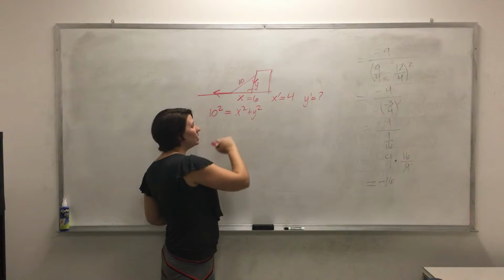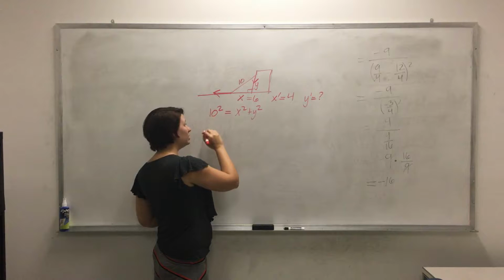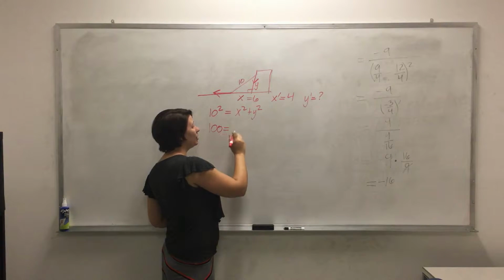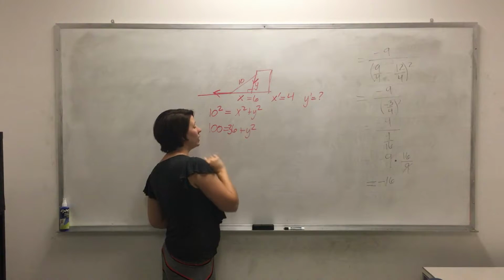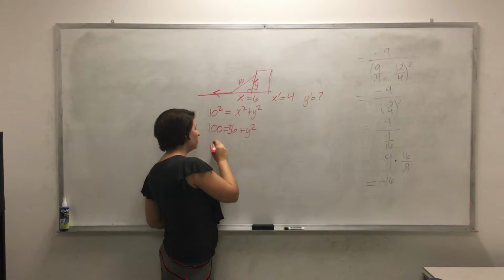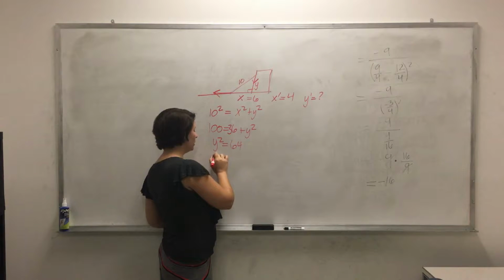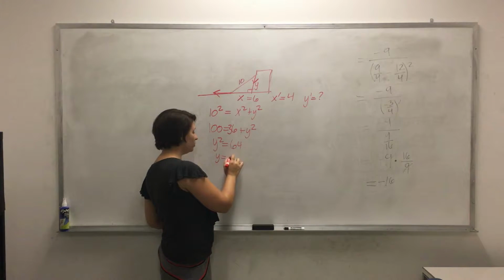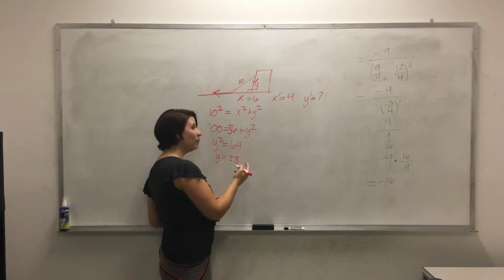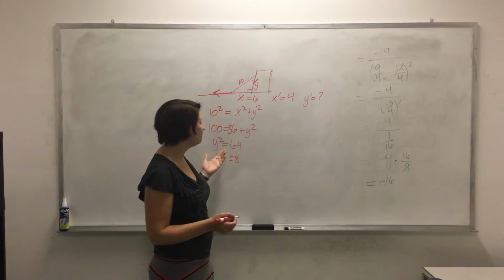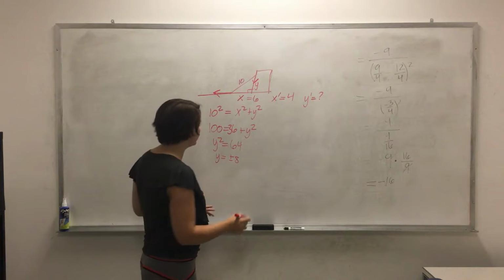So we just need to plug in 6 for x. So 10 squared is 100 equals 6 squared is 36 plus y squared. Solve for y squared. Y squared is equal to 100 minus 36 is 64. So then y would be equal to plus or minus 8. But y is a distance on a building. Negative 8 doesn't make any sense.